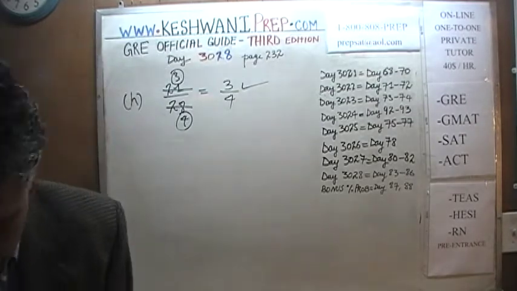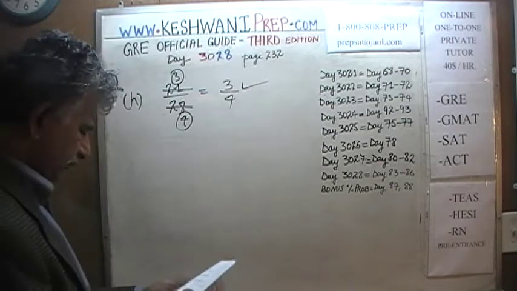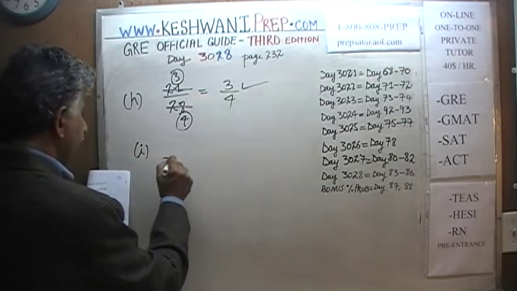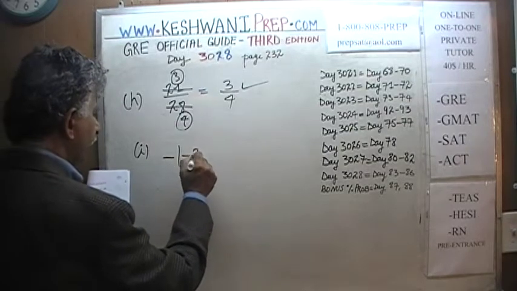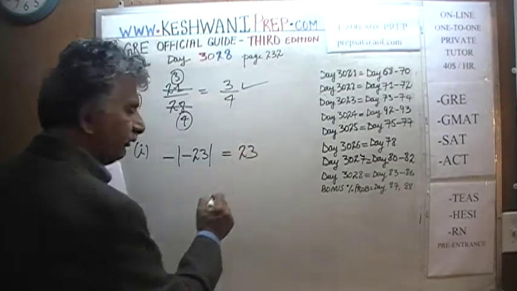I debated, I went back and forth many times, whether or not I should be doing this problem because they are too silly. I says the negative of the absolute value of negative 23 is equal to 23. Let's find out, shall we?